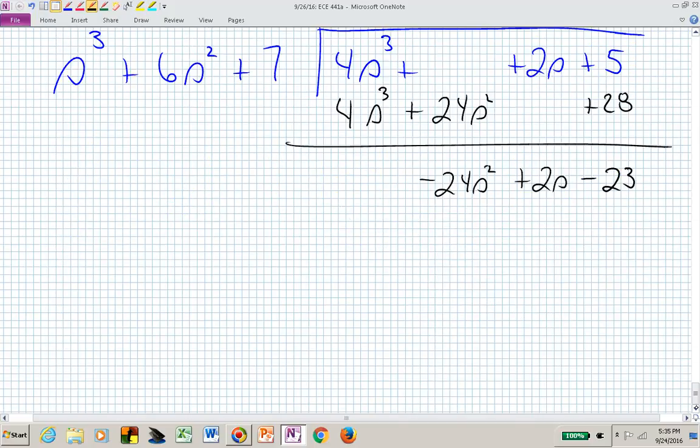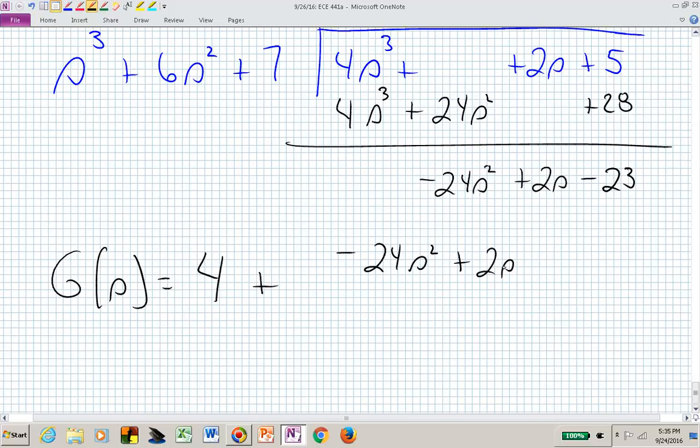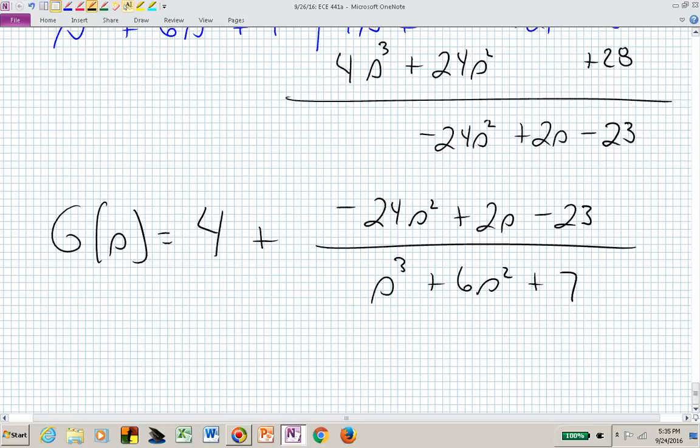We now have an expression for G of s. G of s is now 4 plus (-24s squared + 2s - 23) all over (s cubed + 6s squared + 7). This particular part of our expression is strictly proper, and we know how to deal with that.